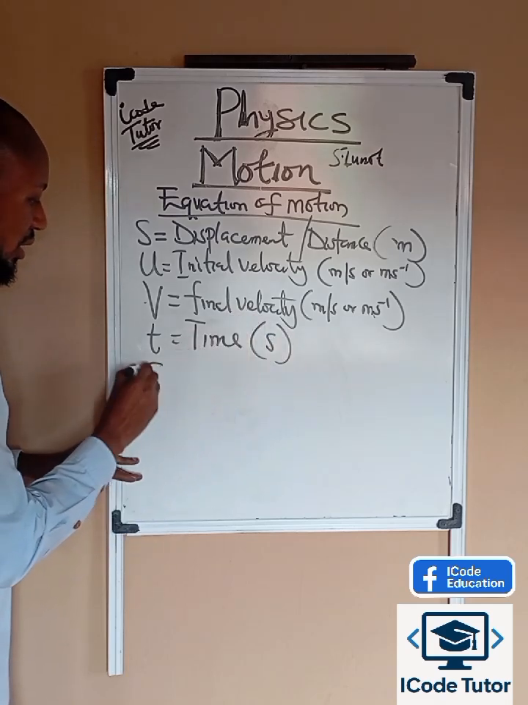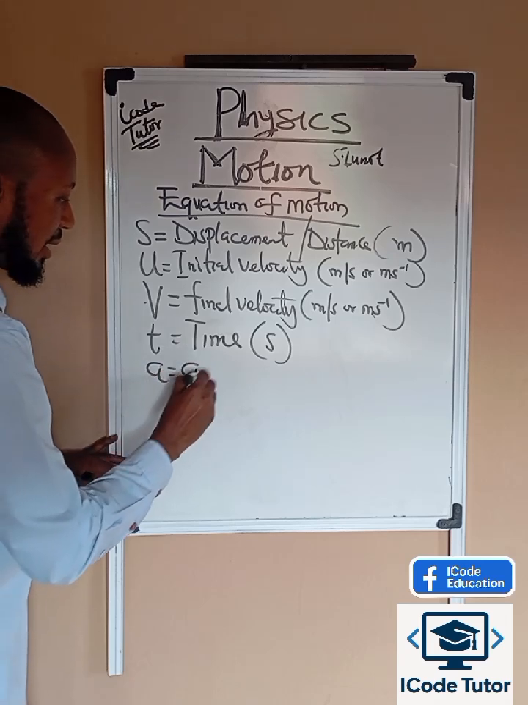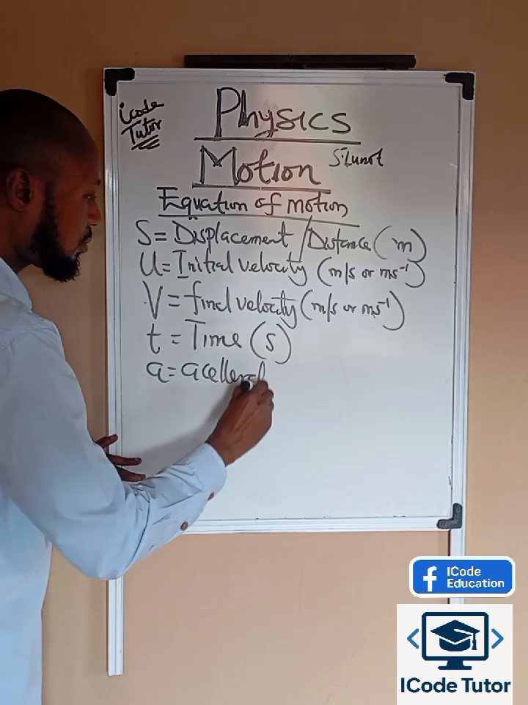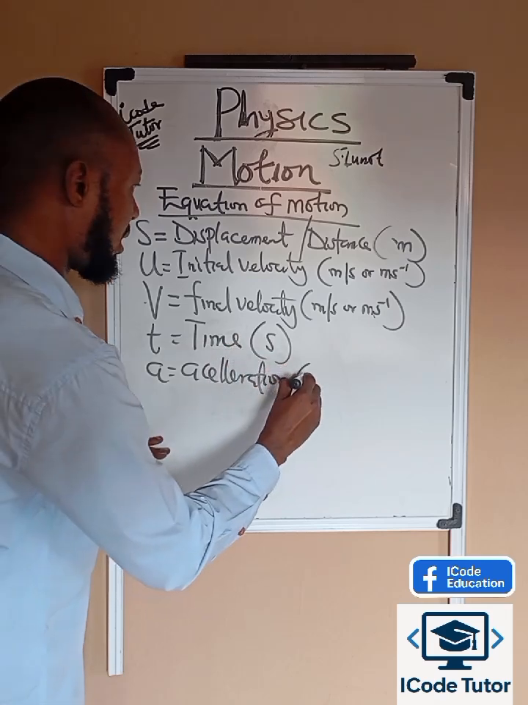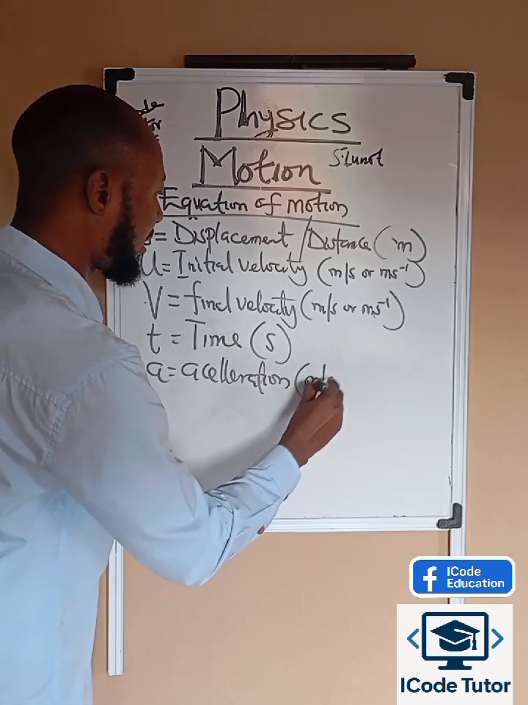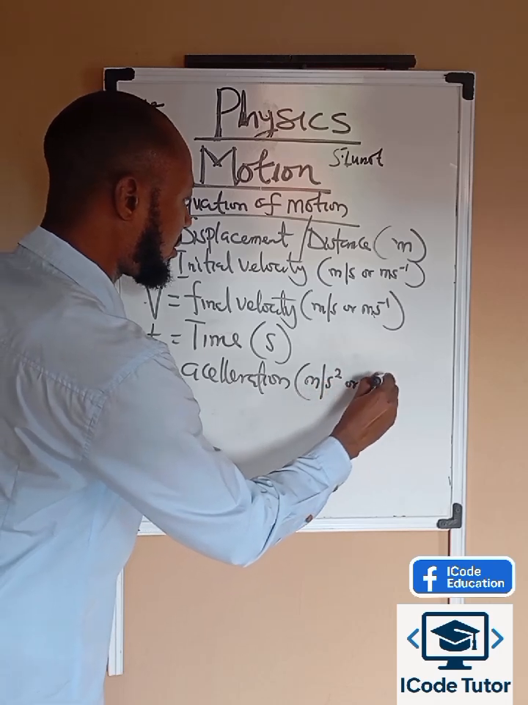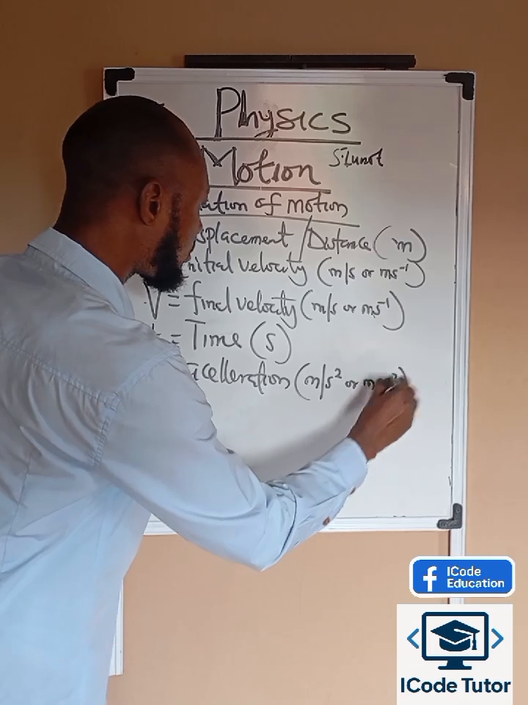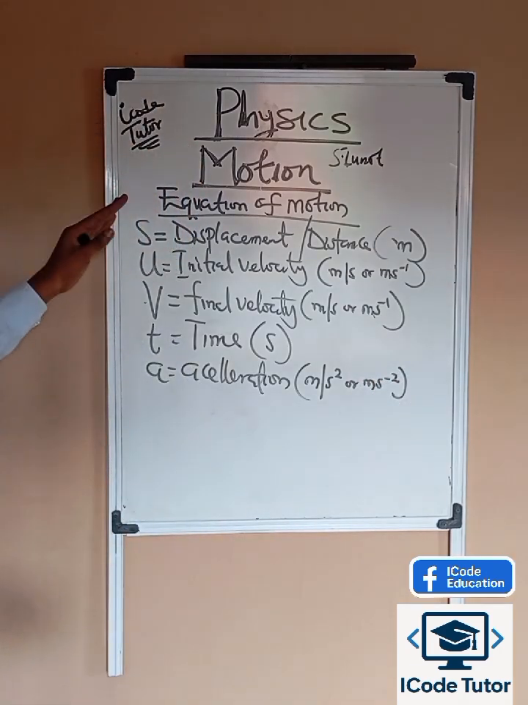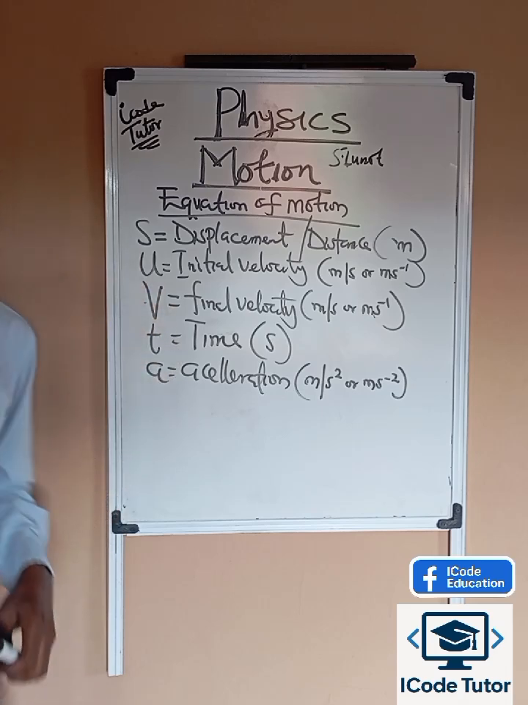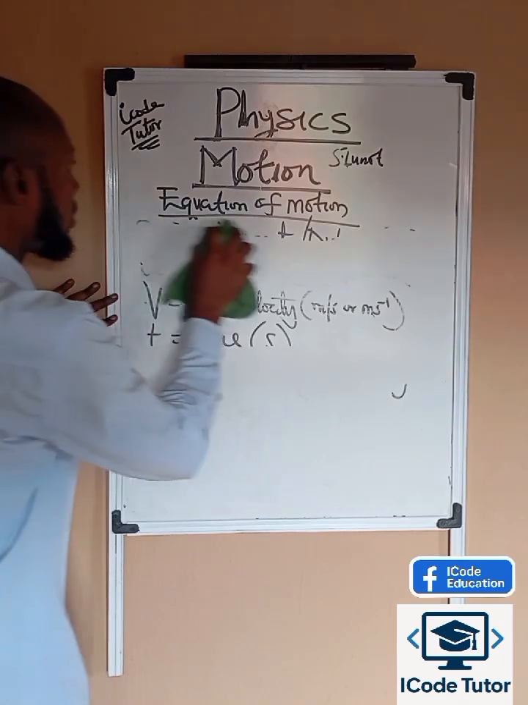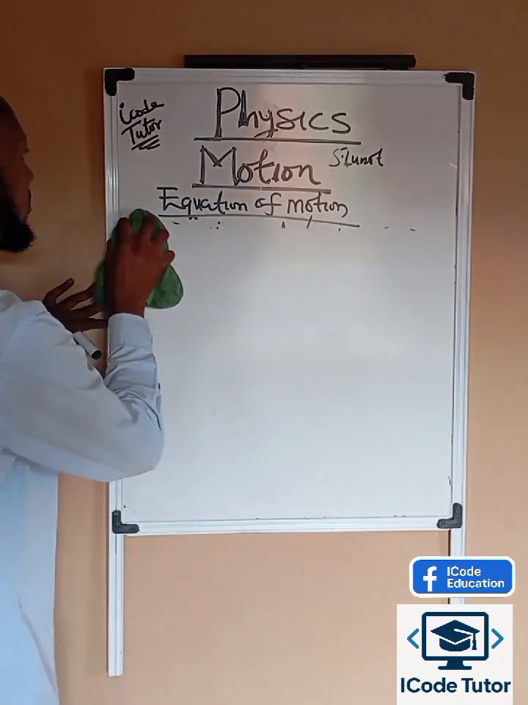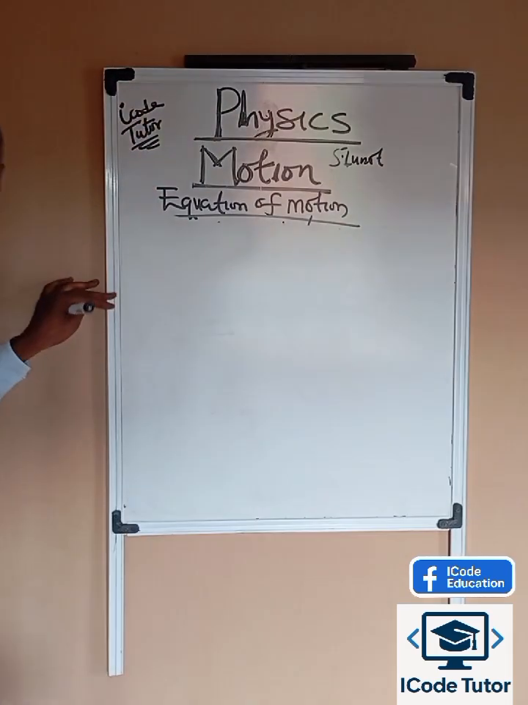The last but not the least is acceleration. The unit of acceleration is meter per second squared. These are some things we need to note under the equation of motion. The next thing is to look at how the equation of motion was derived.